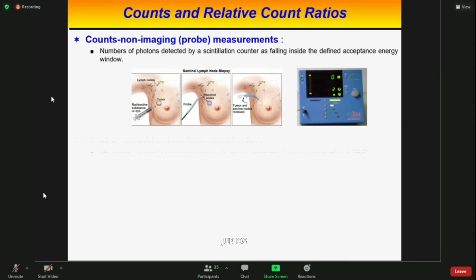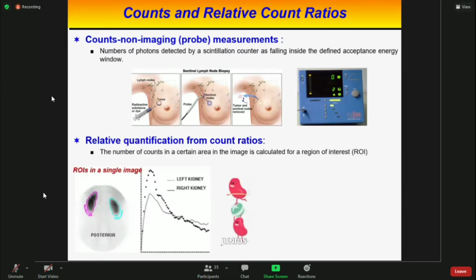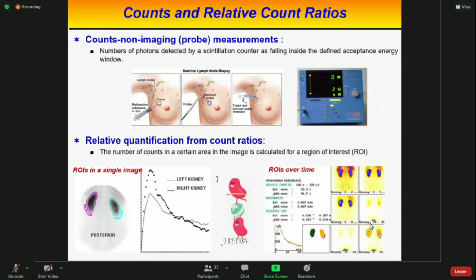The number of counts in a certain area in the image is calculated for a region of interest, that is an ROI, or volume of interest defined by the user. The ratio between ROIs in a single image can be used to detect differences in the activity, for example the activity between the left and right kidney. ROI over time from the study can be important in addressing the viability of a particular organ or tissue.